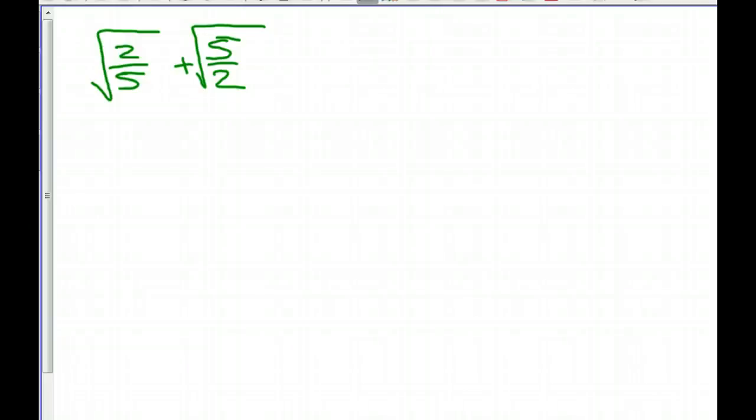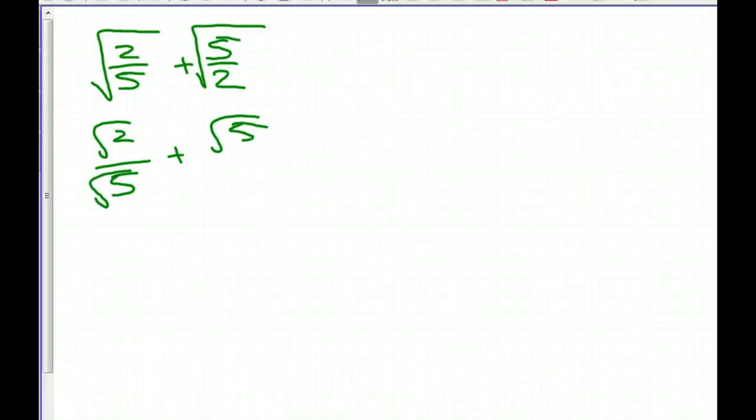That is one of the key reasons why you want to get rid of the radical in the denominator, because it makes it a lot more difficult to add and subtract fractions if that radical is down there, because now you're trying to find common denominators that are radicals. So, a good reason to reduce. So let's change this.